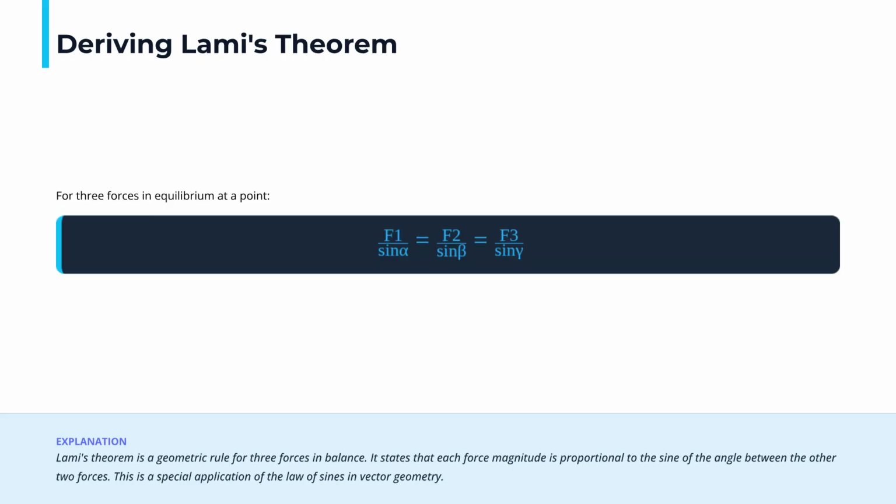Lami's theorem applies to 3 forces in equilibrium at a point. It states that each force's magnitude is proportional to the sine of the angle between the other 2 forces, applying the law of sines to forces.